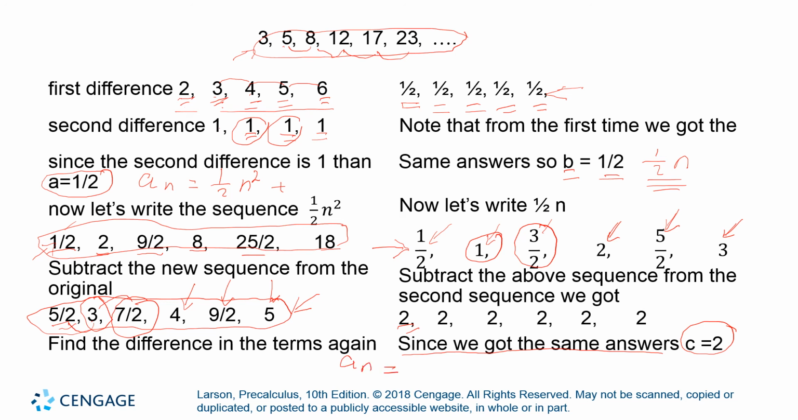So with that, my nth term a sub n would equal the first one we got, which is 1/2 n squared, plus we got b is 1/2, so that's 1/2 n, plus c, which happened to be 2. And this is another way of finding a quadratic sequence given its terms.